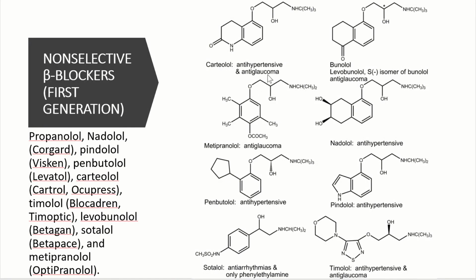oxyaryl propanolamine. So whether it falls in that category or not, or it's an ethanolamine, let's look at that and look at the similarities in the structure and make those kinds of observations, and also their activity. As we can see here, it's mostly anti-hypertensive or anti-glaucoma as the activity of our non-selective beta blockers, which are first generation.